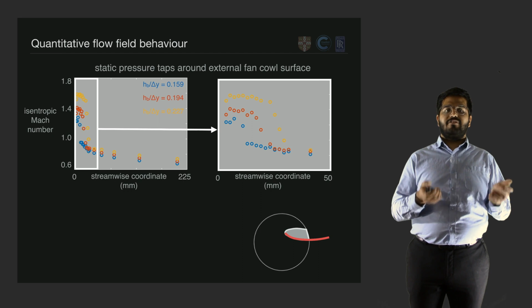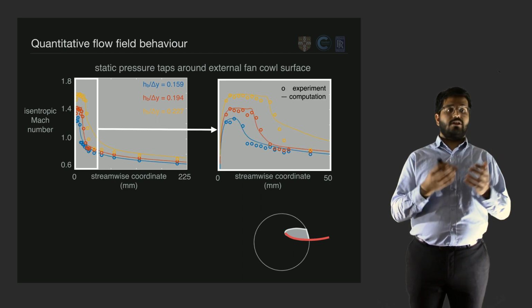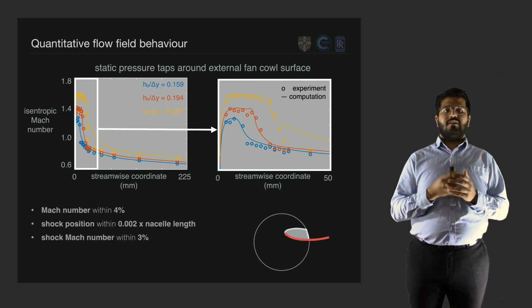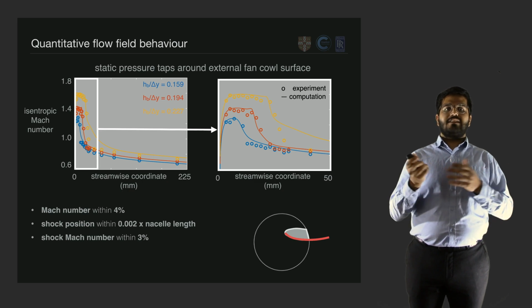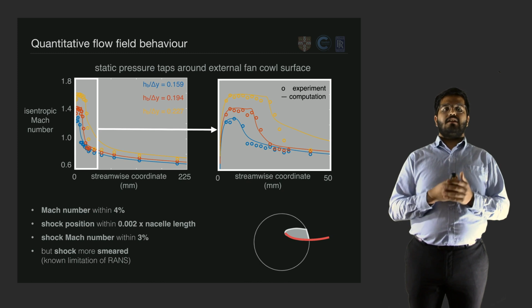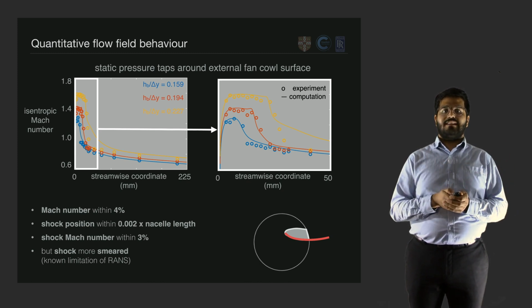This comparison firstly shows us that the prediction is pretty good overall, and in particular, the shockwave position and the shockwave Mach number are both captured pretty accurately. The one key difference between the two is that the RANS computation has a more smeared shockwave than the experimental data, but this is a known limitation of RANS.